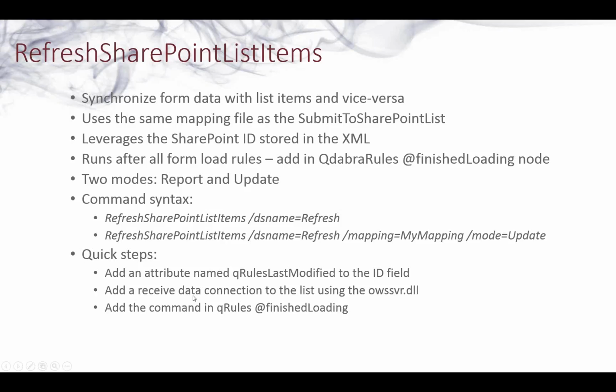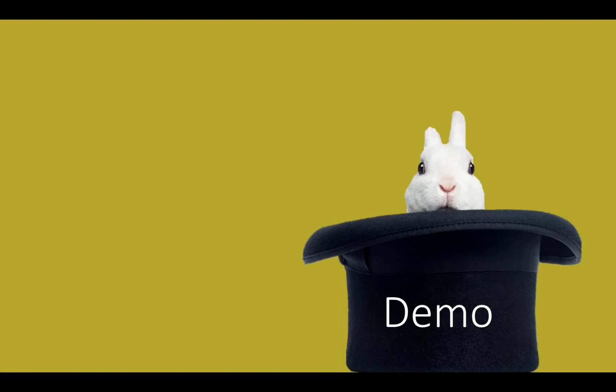So we need this attribute underneath that ID field. Then we're going to add a receive data connection to that list using the owssvr.dll. I'll show you that soon here. And then finally add the command in the qRules finish loading node. Okay. If everyone's ready, I'm excited to show you how to build a form from scratch and add those commands in and see the magic in the end, see the form submitting to a list, and we're going to update things here and there and see the form update itself as well.